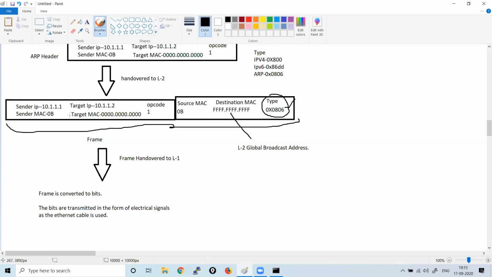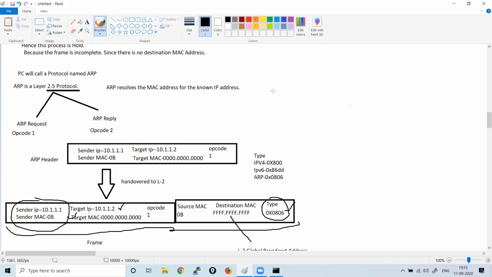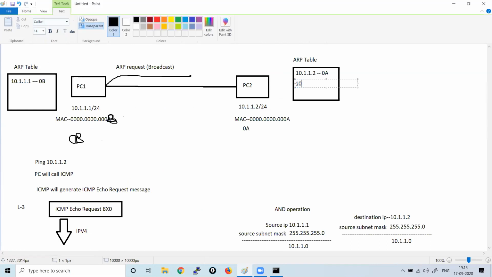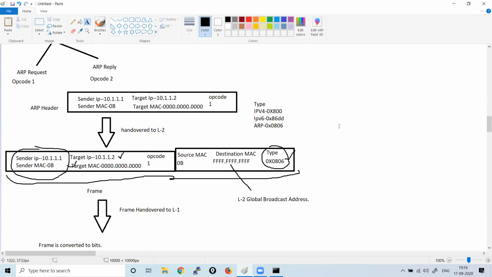After handing over, ARP will check target MAC. After checking, he'll check Target IP. This target IP is for me only. Who is sending it? He'll enter these two pieces of information in which table? The ARP table. There is a device in my network whose IP address is 10.1.1.1 and whose MAC address is 0B. Now, after that, what is the field which he'll check?